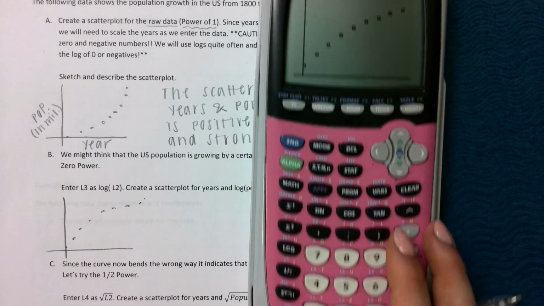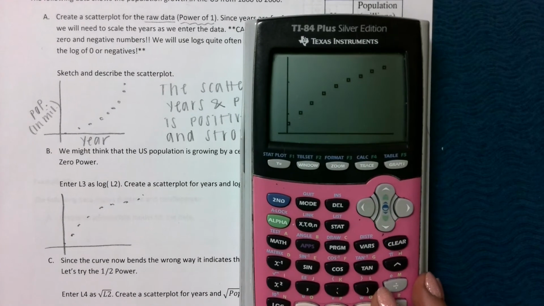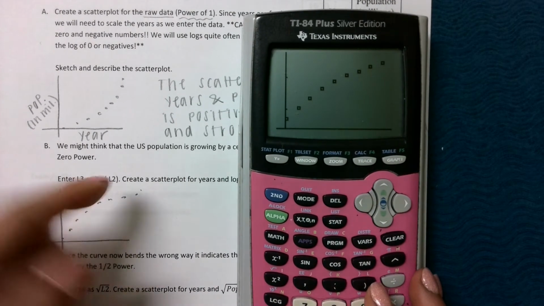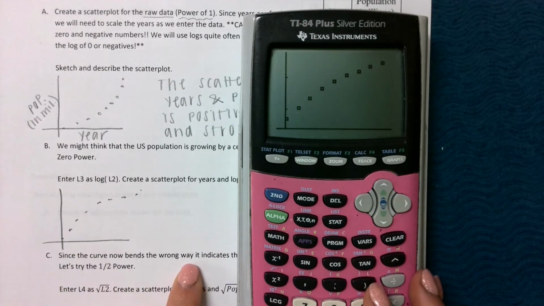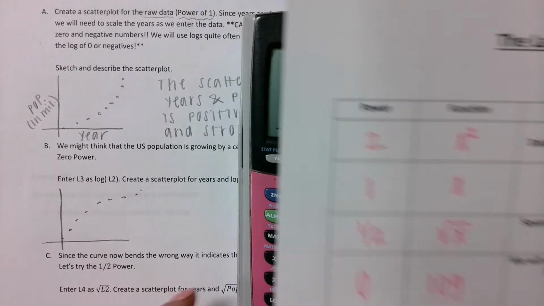Okay, so what happened here when I took the log of my data is it changed the curve completely. The direction of the curve now bends the wrong way. This means that I went too far on my ladder of powers.